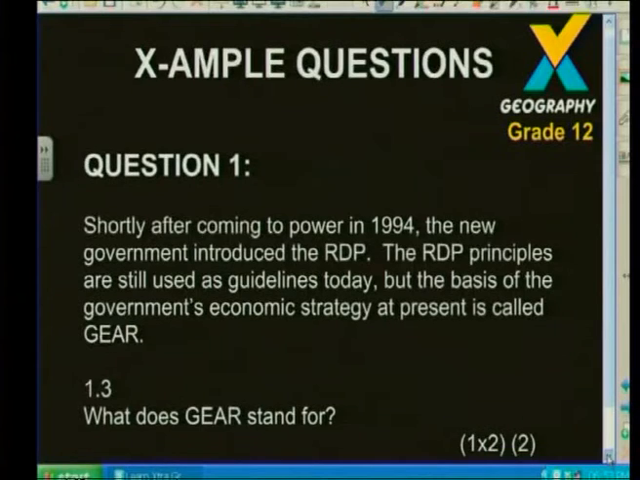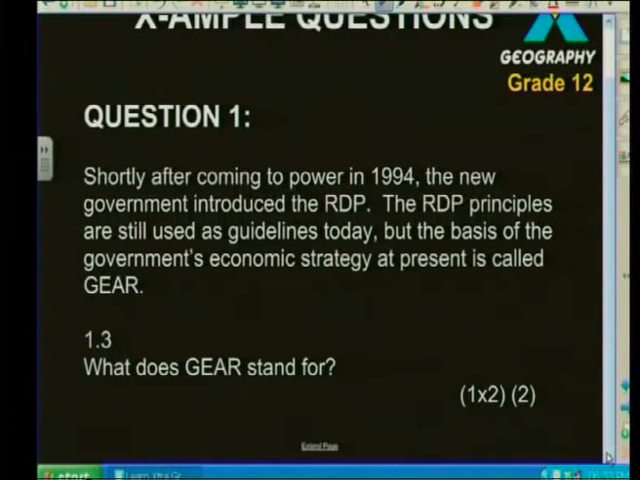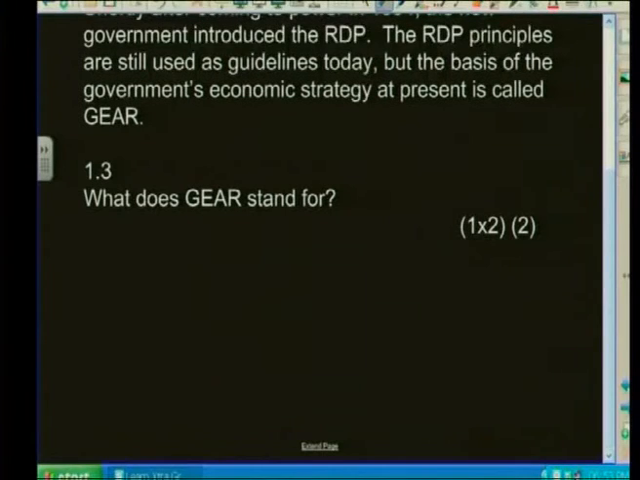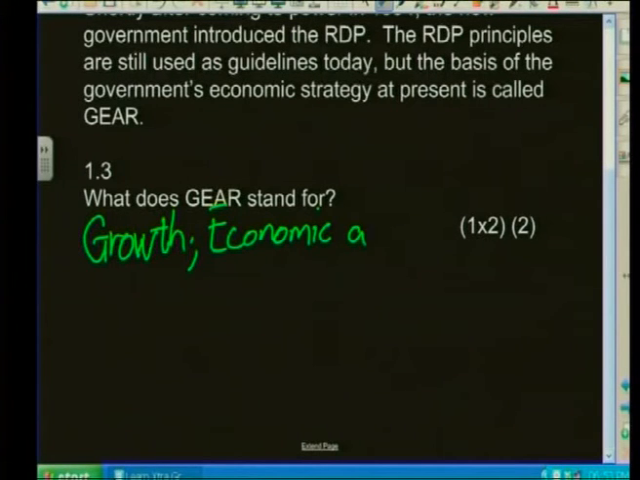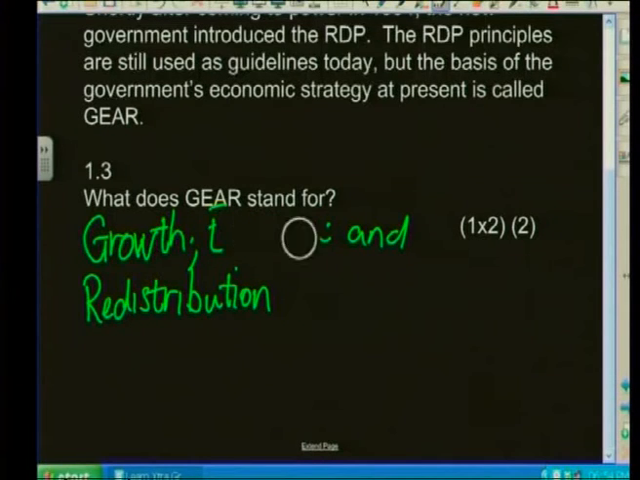Let's look at the next question. What does GEAR stand for? As we've previously alluded, GEAR is the growth, economic, and redistribution. I'm going to replace the word economic with employment. So you should be understanding GEAR in terms of growth, employment, and redistribution.